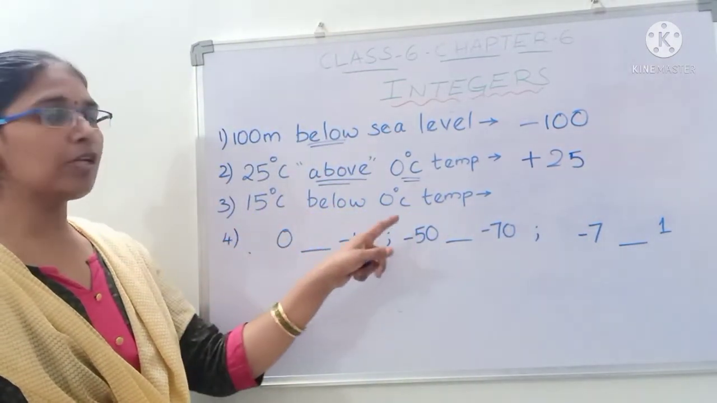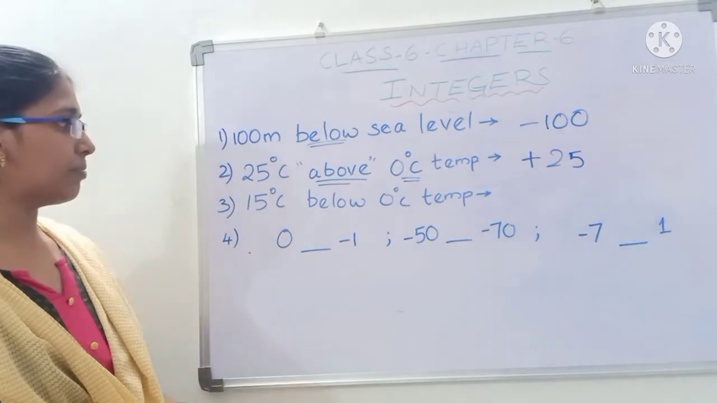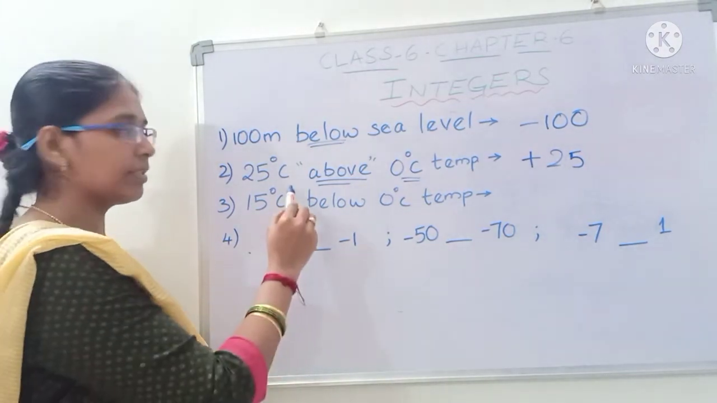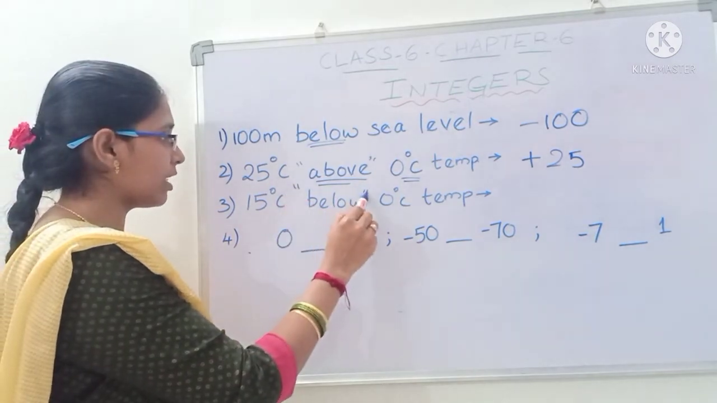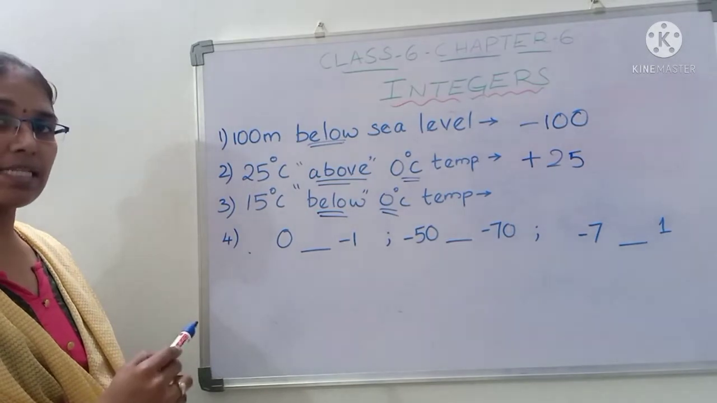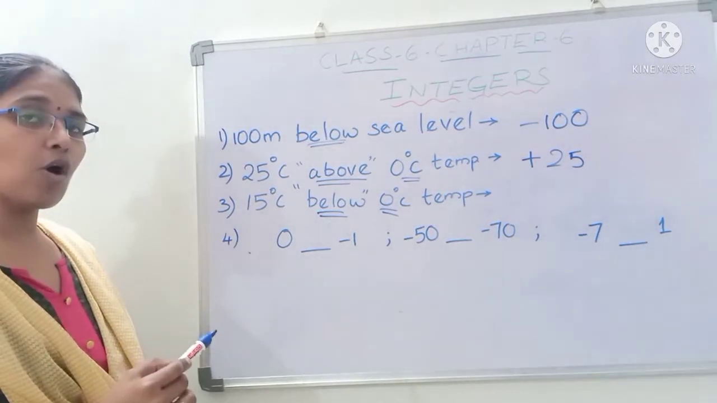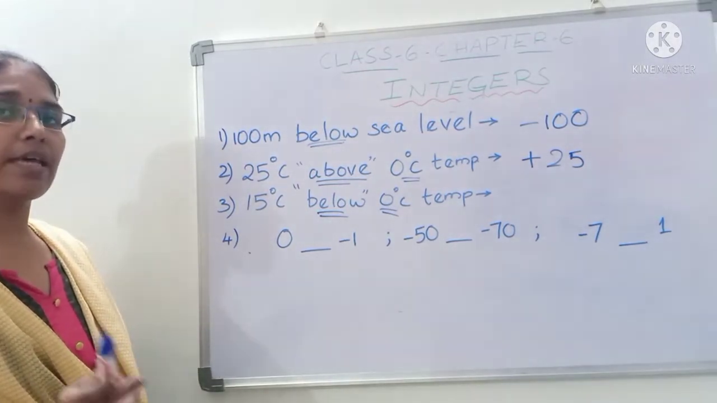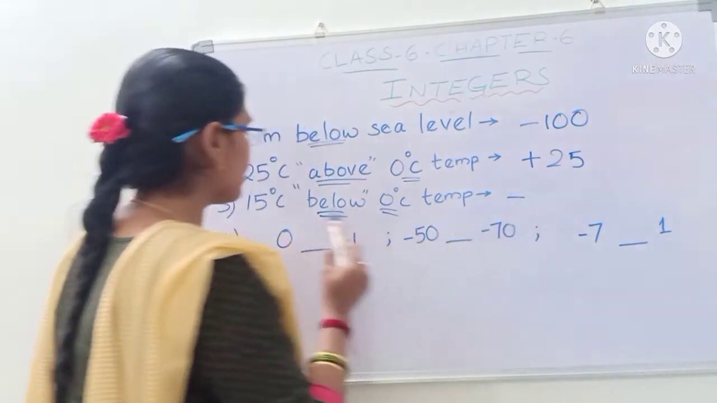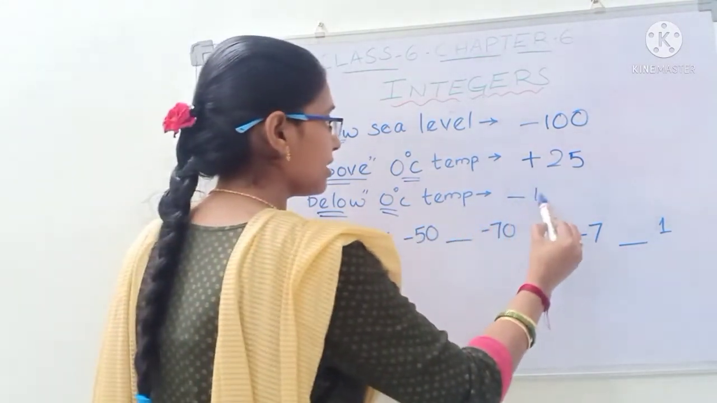Next question. 15 degrees below 0 degrees temperature. What is the keyword here children? Yes, correct. Below is the keyword. Below 0 means less than 0. Less than 0, how do you represent the numbers? Yes, by using the negative sign. Minus 15 degrees.